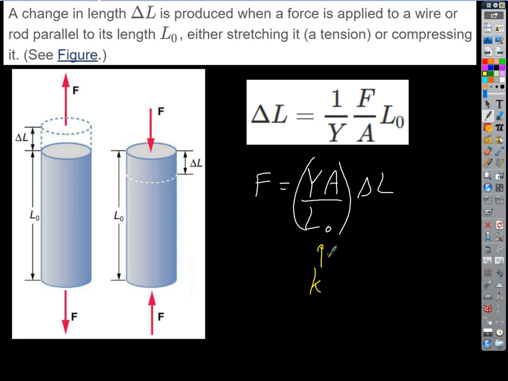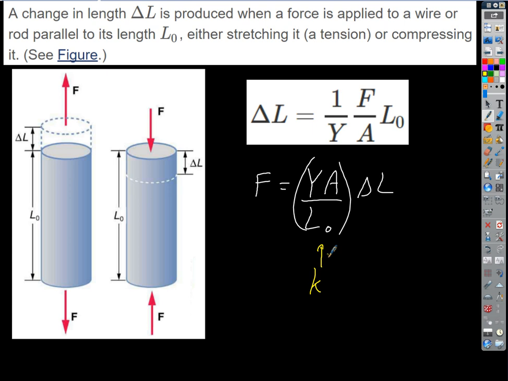Look what's going to happen here. The amount of force required to compress an object or stretch it by a certain amount, if I increase the cross-sectional area, what is that doing to the force? It's increasing the force, isn't it, right? The force is proportional to the area. If I double the cross-sectional area, I'm doubling the amount of force required to move this thing delta L, right?